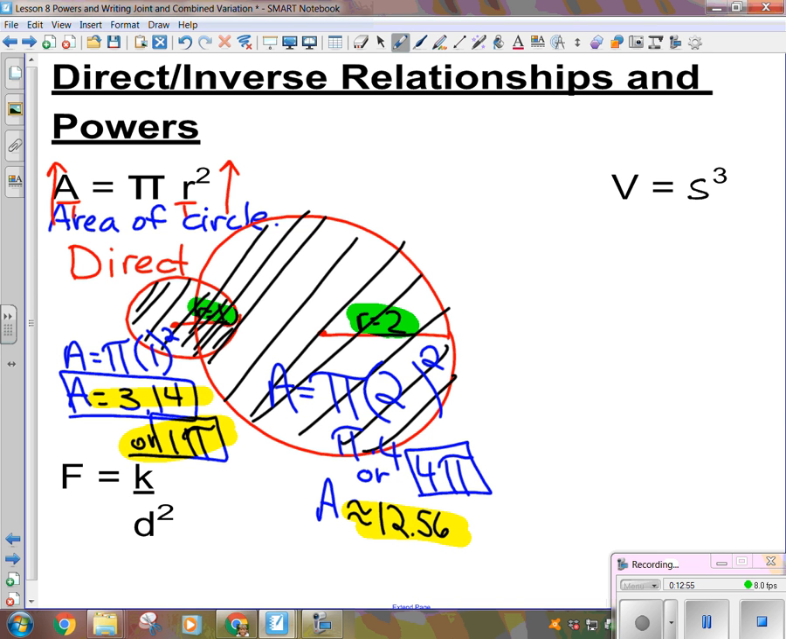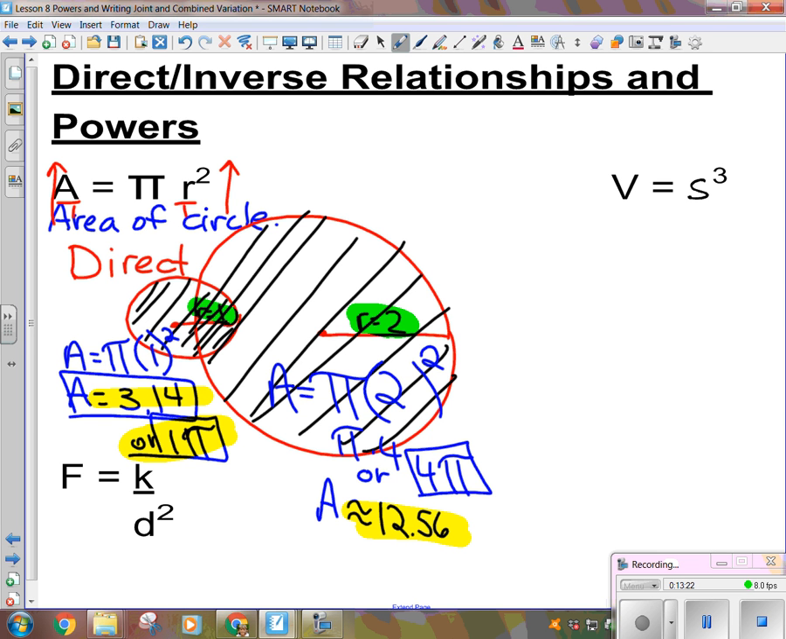Here's the one thing I need you to remember about powers. It can still be direct. As one goes up, the other one goes up. But as one goes up, the other one goes up faster. Further and faster. Still direct. If one goes up, the other one goes up, that's direct. But if one goes up doubled and the other one goes up doubled, that's just normal. No powers.